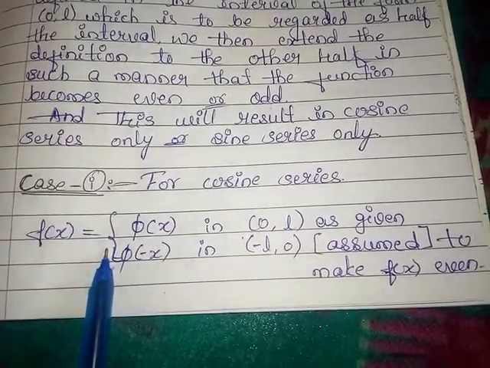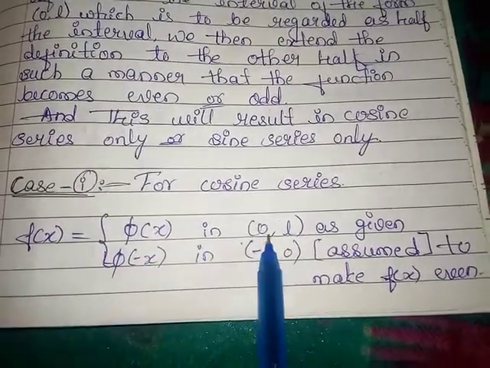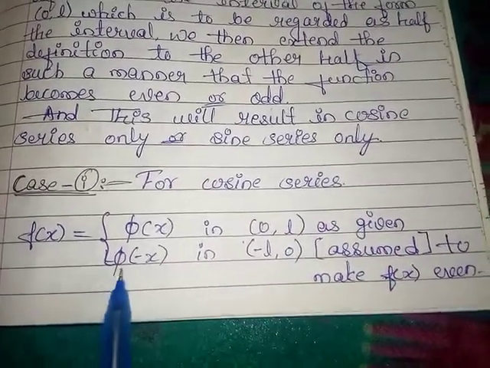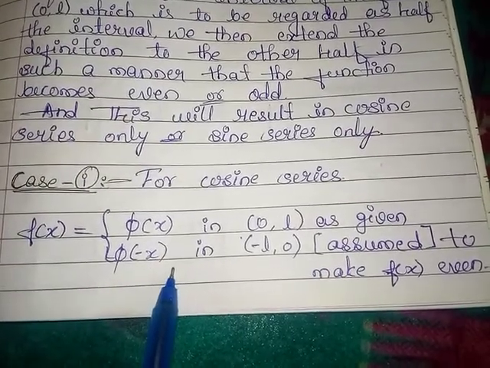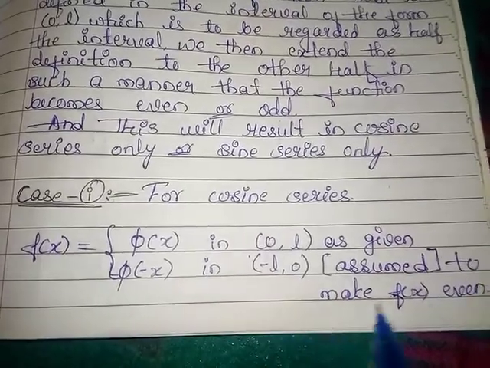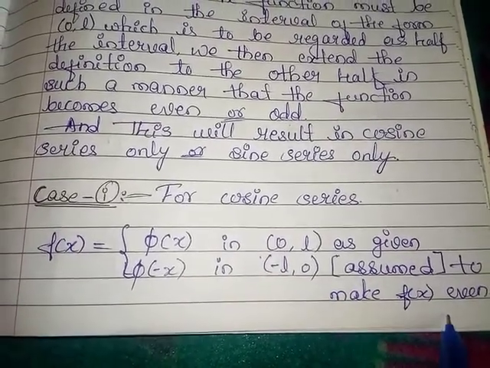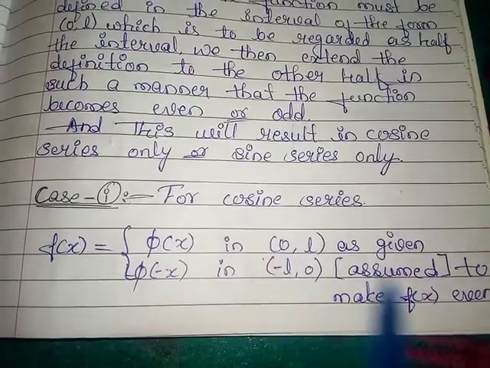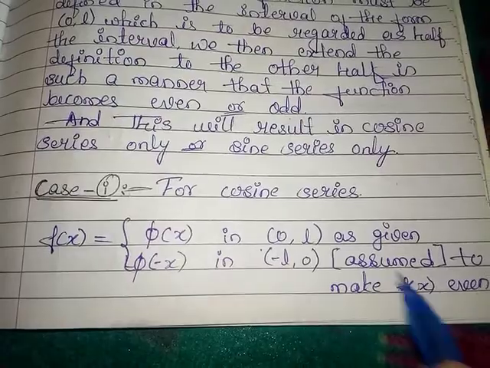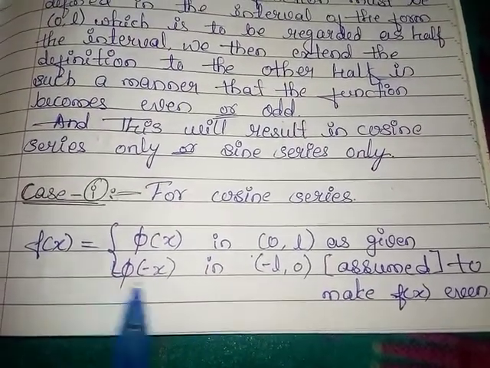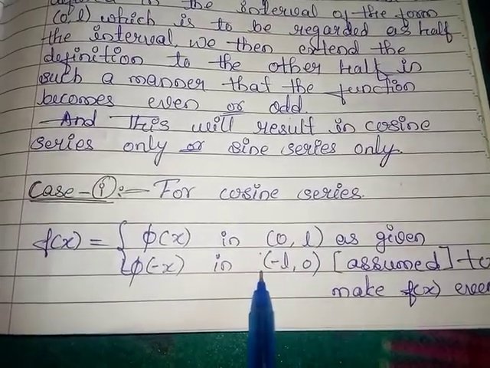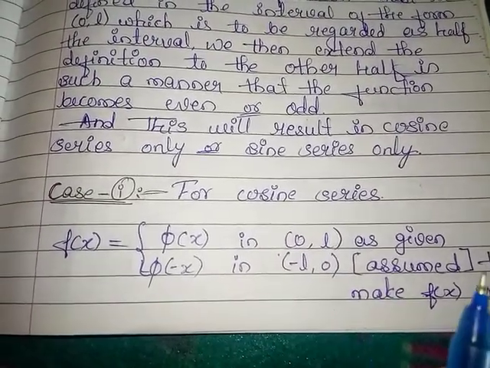Consider f of x is equal to phi of x when x lies in the interval 0, L as a given interval. Next, f of x is equal to phi of minus x in the interval minus L, 0, which we have to assume to make f of x even. We have to consider the given f of x is even. To make f of x even, we have to assume this second function, that is f of x is equal to phi of minus x in minus L, 0.